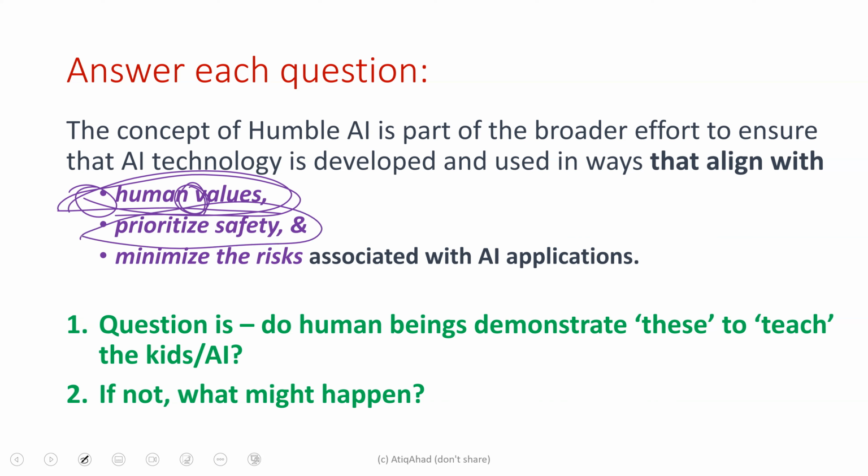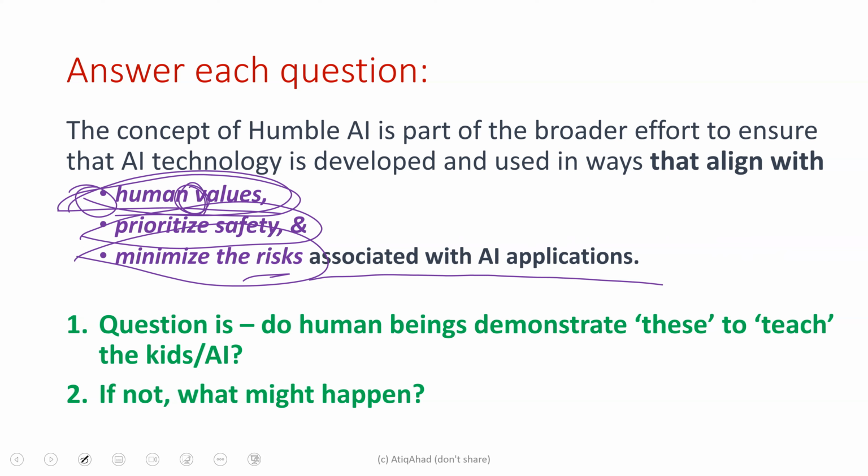Prioritize safety, and minimize the risk associated with AI applications. We cannot say it is risk-free, because we are not in a utopian world, but we need to make sure there is a priority to have safety and minimize the risk when we use AI. Okay, not to worry too much about AI, but we try to find this.